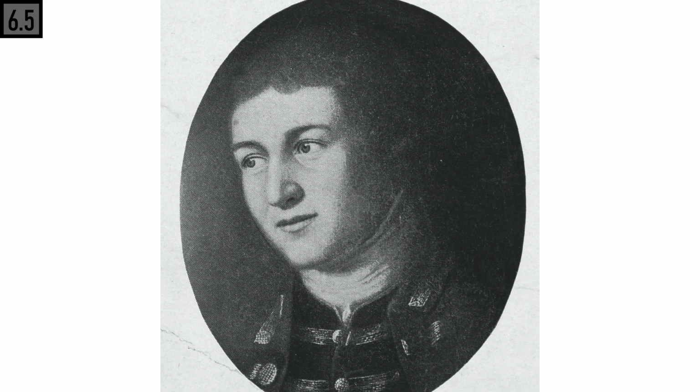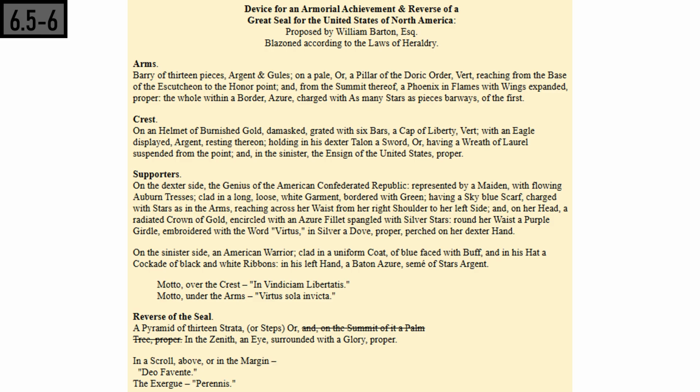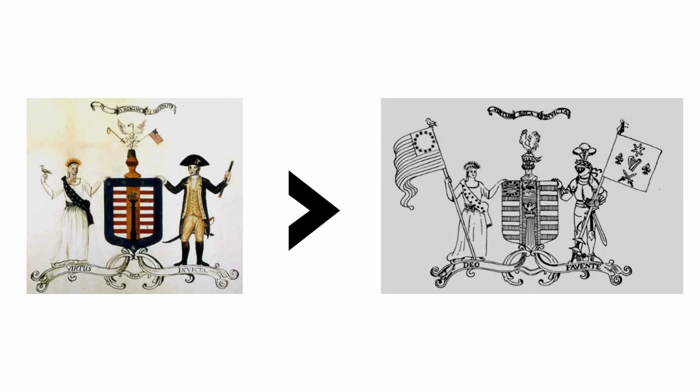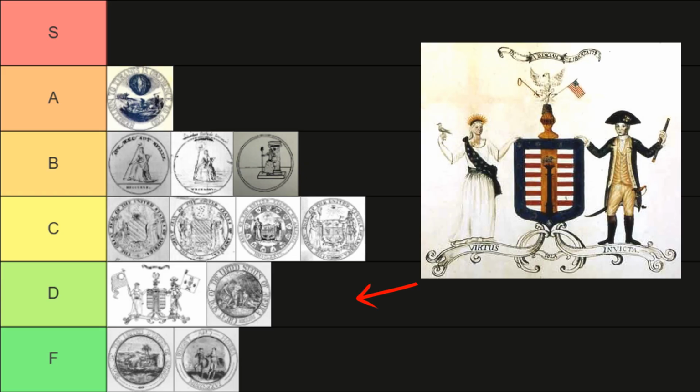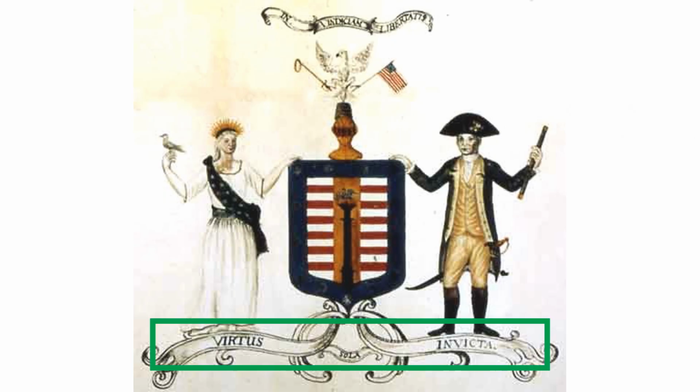After his proposal, it was predictably deemed to be too complex, and after revising it, this artwork and its accompanying description was the result. It is only somewhat less crowded, and I'd say I guess I like it better, but it still invoked similar frustrations in me. Thus, it shall join its sibling in D tier. I need not speak on it in as much length. The knight switched to a soldier, Virtus sola invicta got moved to the bottom, with the top now reading In Vindicium Libertatis, loosely meaning in defense of liberty.